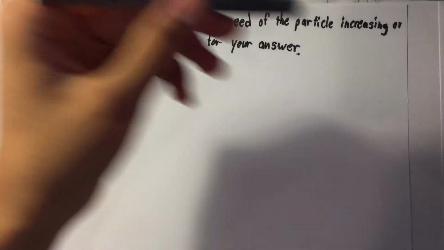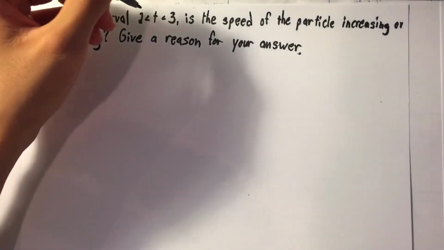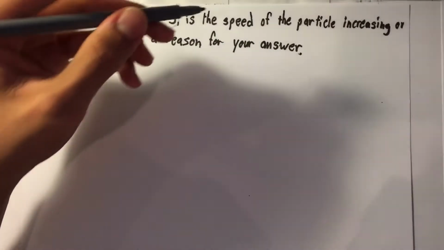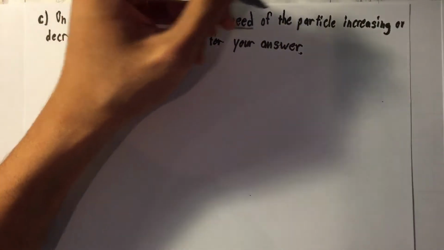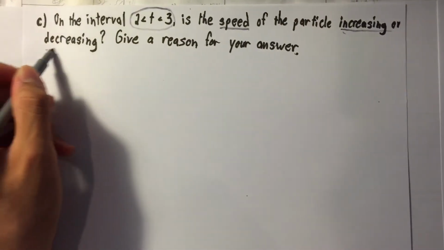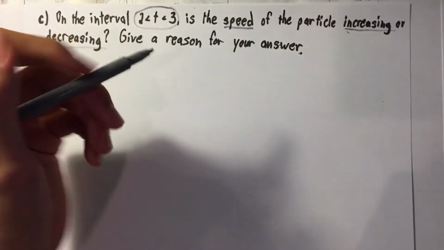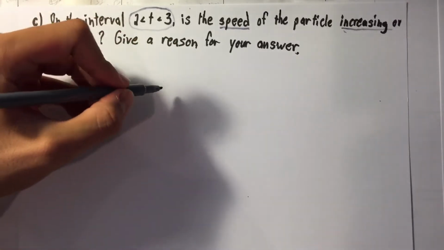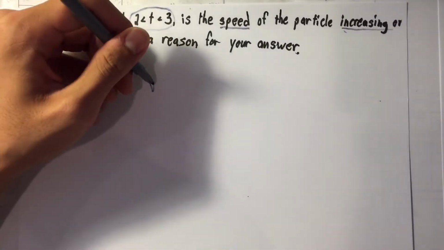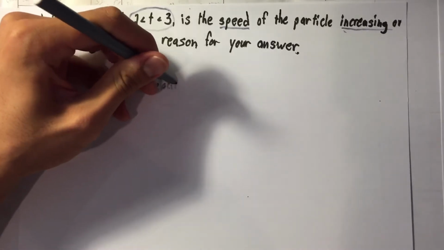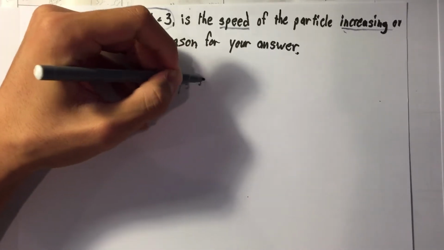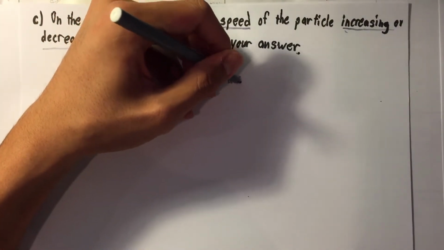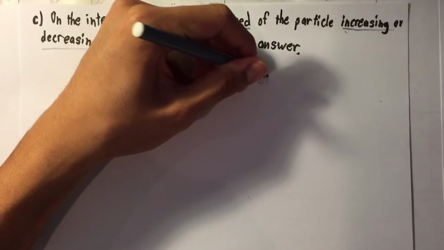So for part C, what the problem is asking is for us to find, on this interval where t is between 2 and 3, whether the speed of the particle is increasing or decreasing, and to give a reason for our answer. In order to find if the speed is increasing or decreasing, the sign of the velocity must be equal to the acceleration sign for it to be increasing.